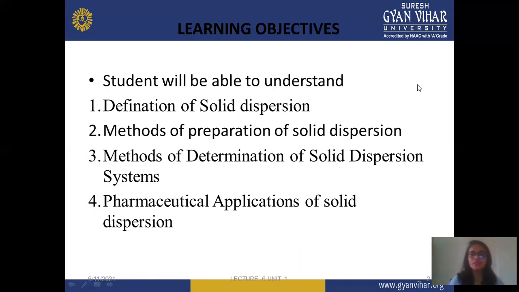In these objectives, first is the definition of solid dispersion: what solid dispersion is and why it is important. Next is the method of preparation of solid dispersion, the different techniques or methods used and how you perform them. Then the method of determination of solid dispersion, how you check it with certain techniques. And the pharmaceutical applications of solid dispersion, the various fields in which the technique is used.